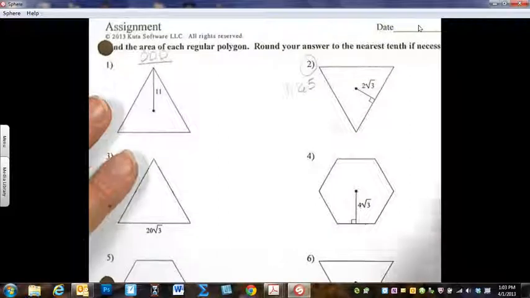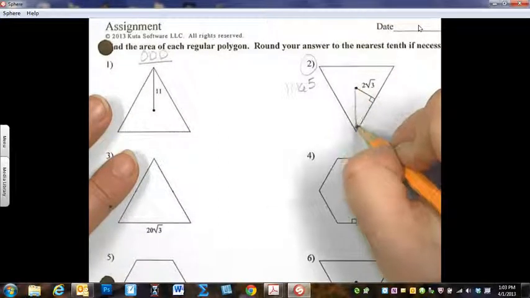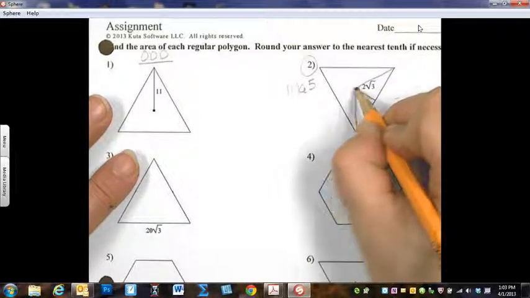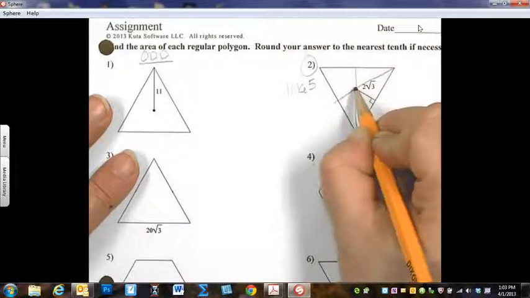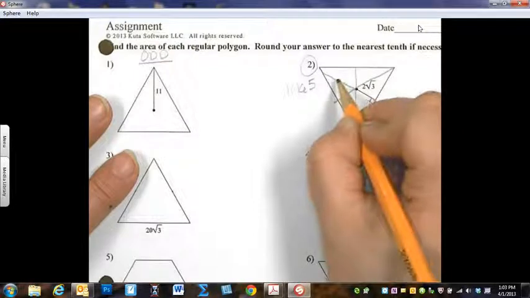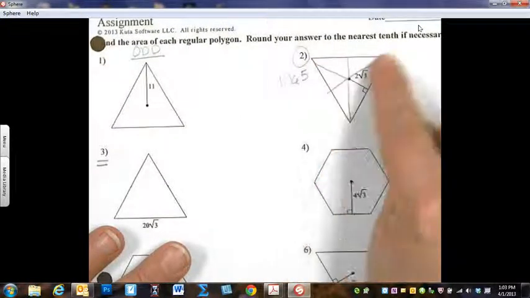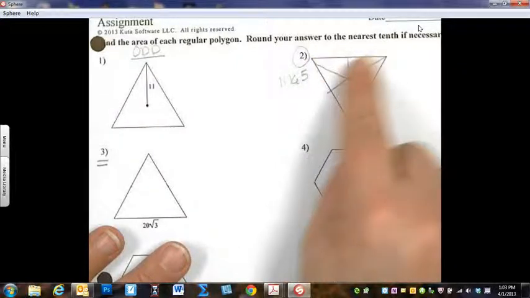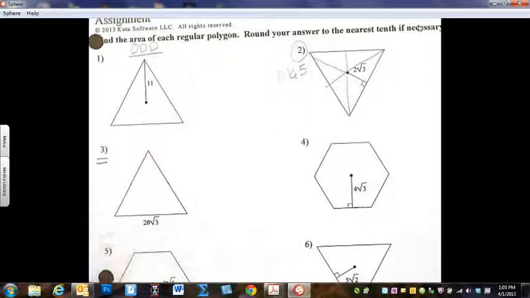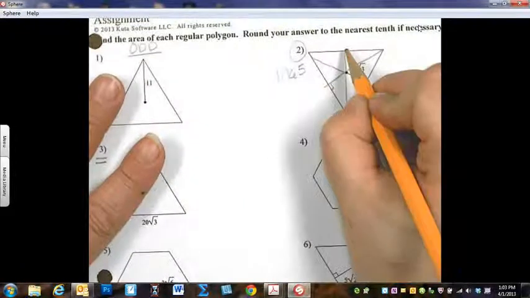And in number 2, they give me an apothem. This is a triangle, but I'm going to draw my isosceles triangles and all my apothems. So I know right here I have an isosceles triangle here. I know I have one here, and I know I have one there. So there are 3 isosceles triangles. And we have 3 apothems.